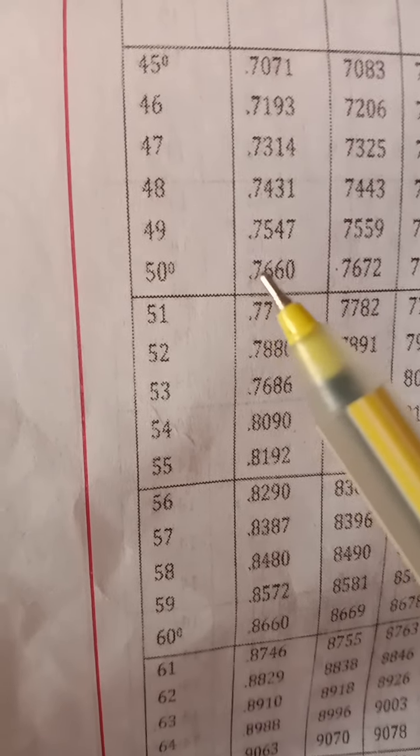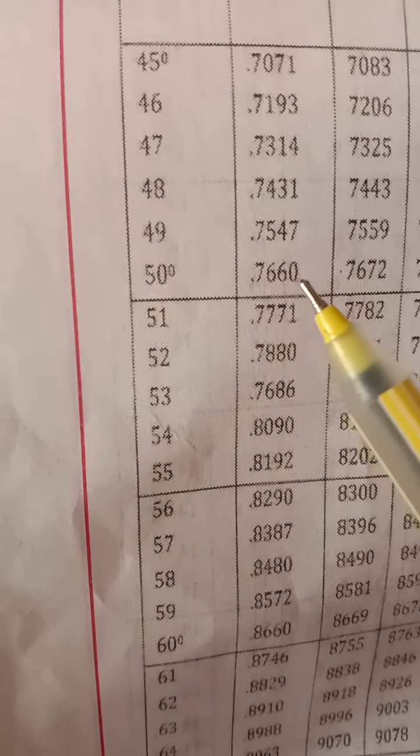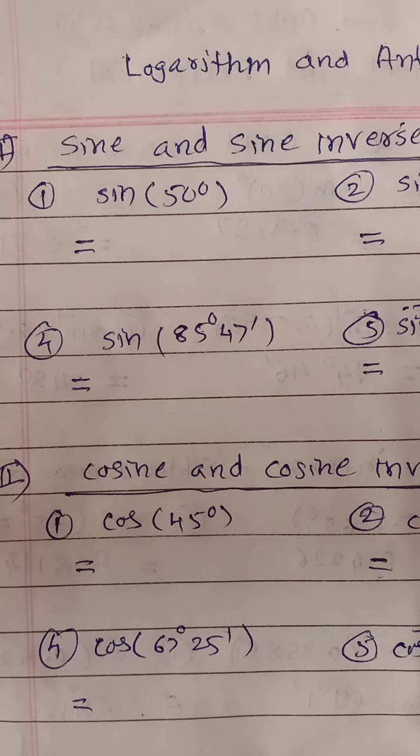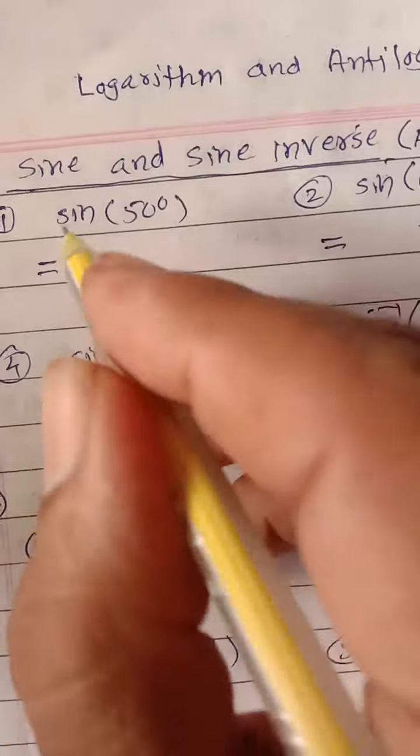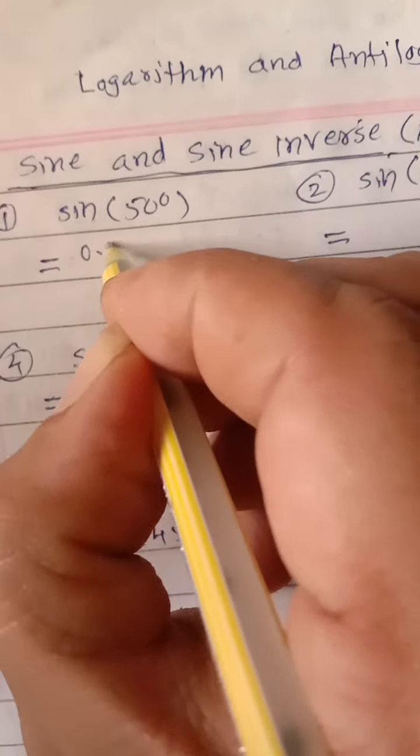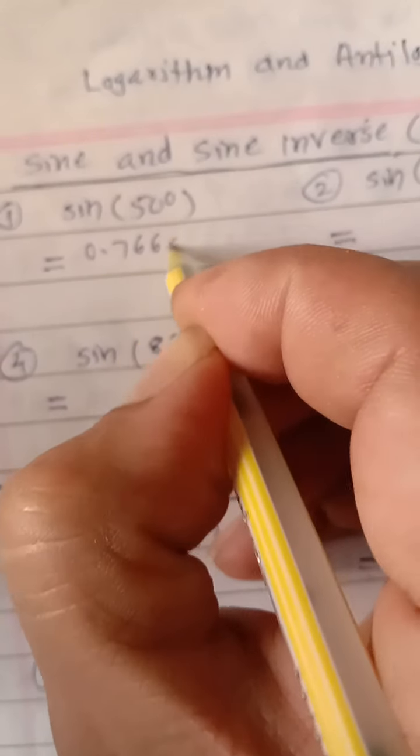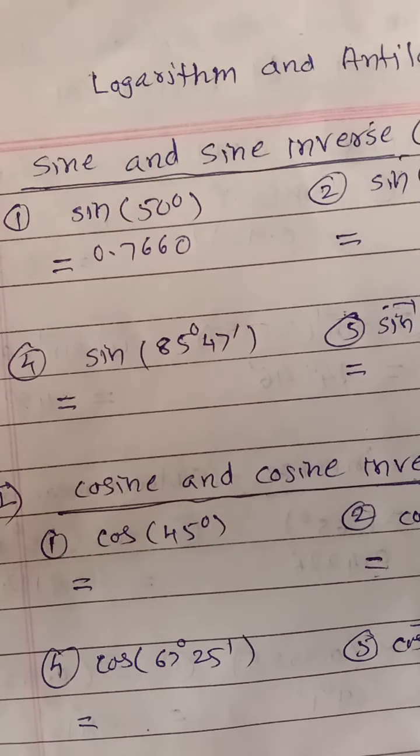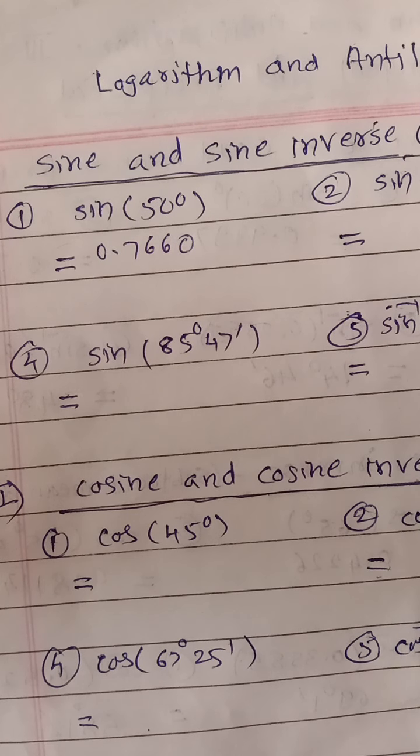7660. This will be value of sine 50, and therefore 0.7660, this will be the value of sine 50.